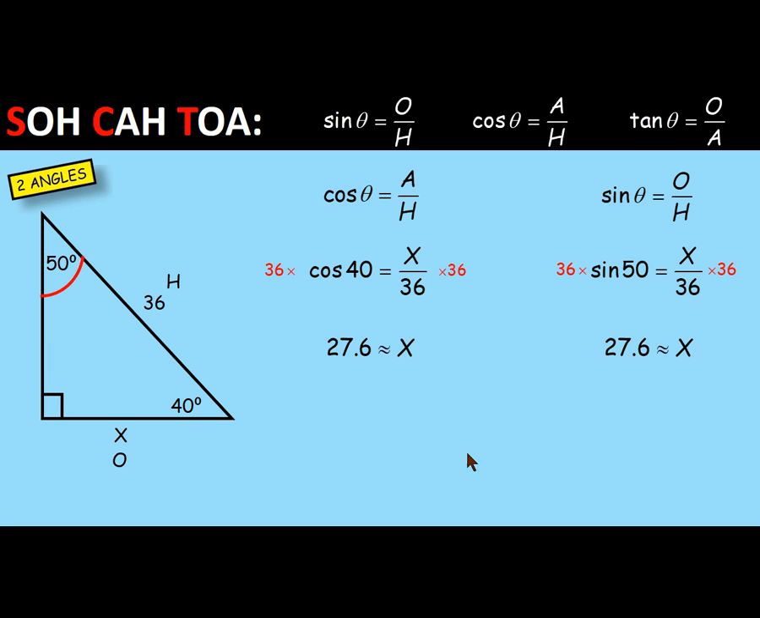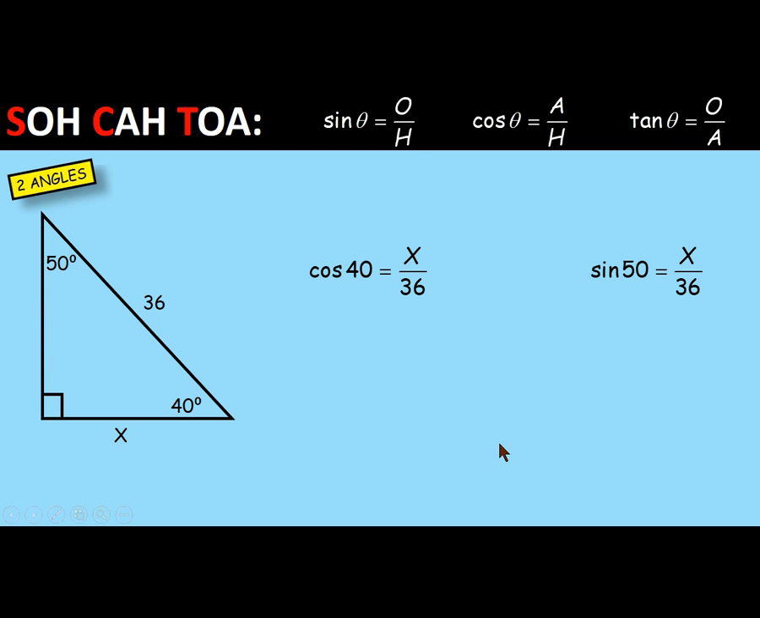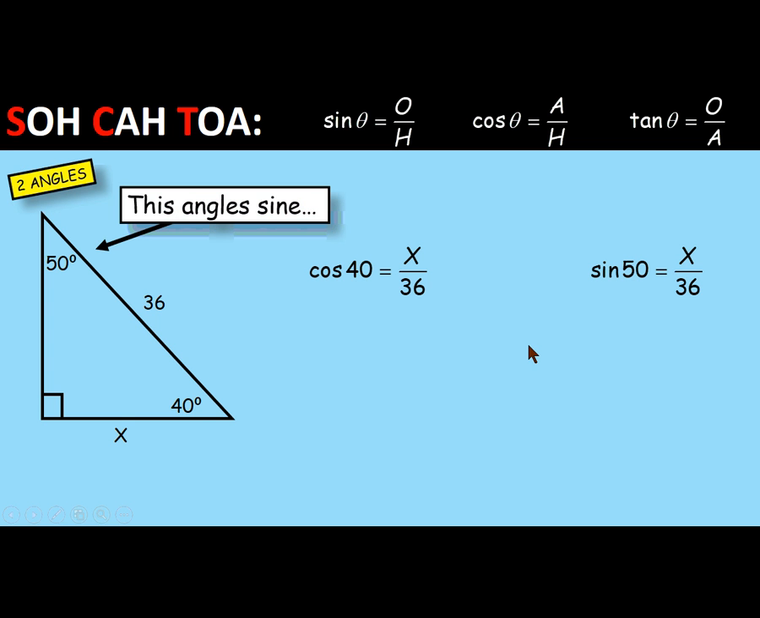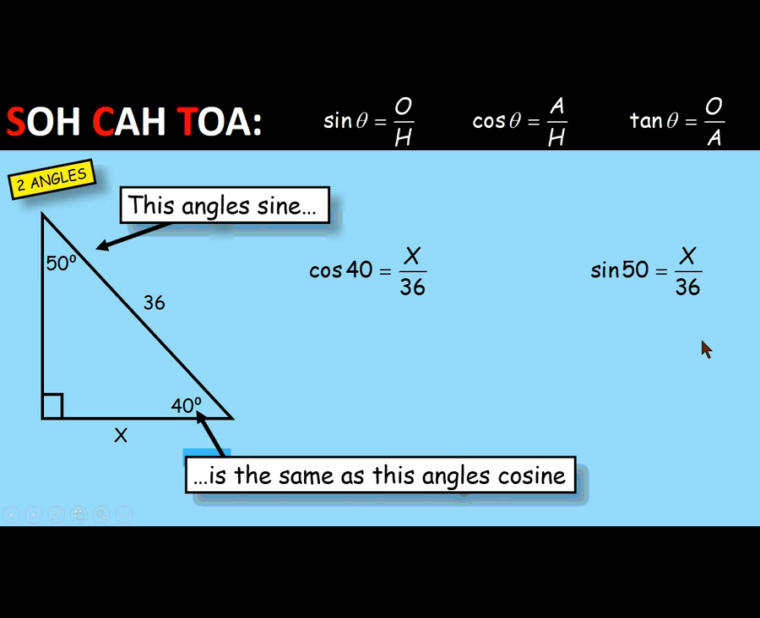And that works because the whole system of trigonometry is set up to work really nicely. It's got a good little system. See, these two things are the same. Cosine of 40 is x over 36, and sine of 50 is x over 36. This always happens in a right triangle. One angle's sine is going to be equal to the other angle's cosine, and vice versa. Whatever happens to be the sine of one of the acute angles will be the cosine of the other acute angle. So it always seems to work out.